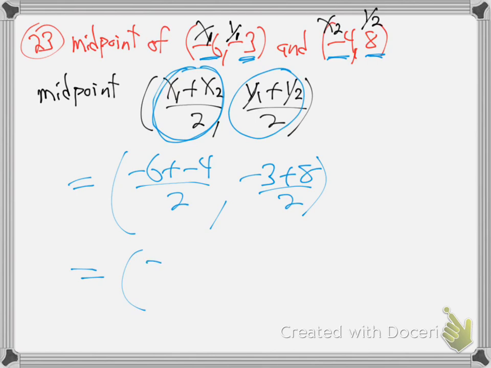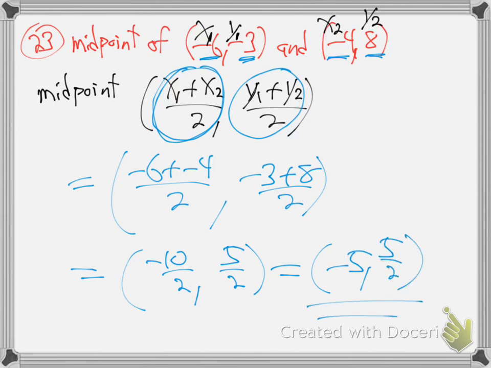So what's that going to be? Negative 10 over 2, 5 over 2. You can make that negative 5 and 5 halves. That's the midpoint. That's the point right in the middle of these two points on a graph. That'd be right in the middle because it's the average of the x values and the average of the y values. Add them up and divide by 2.